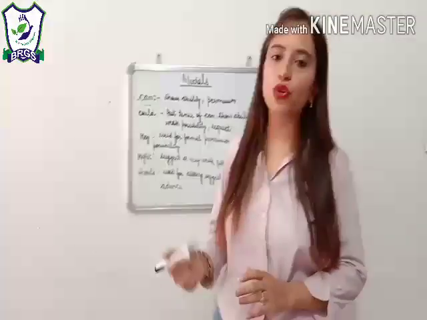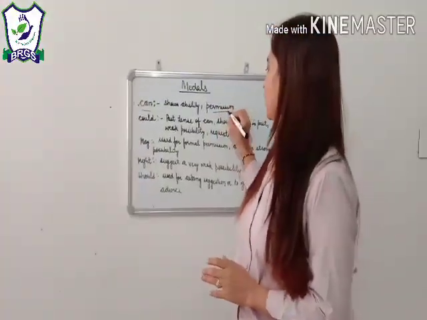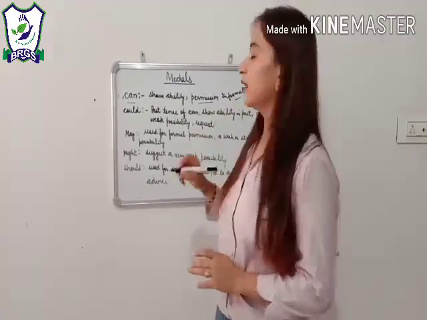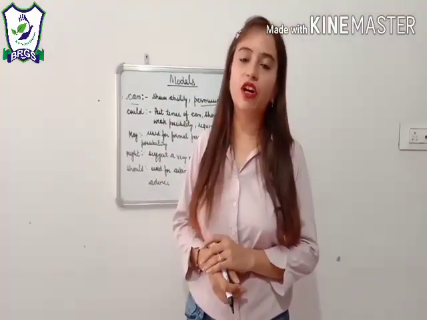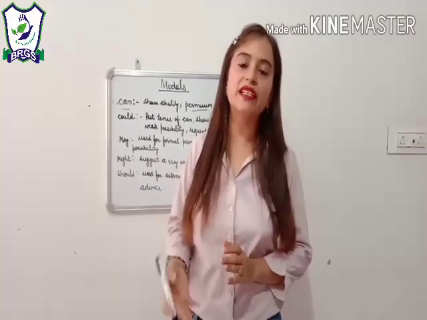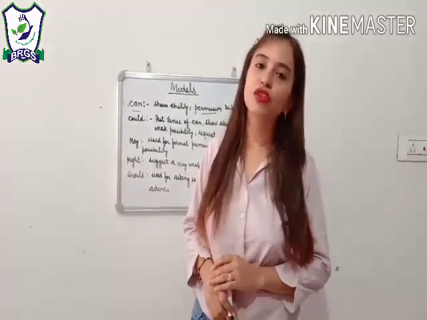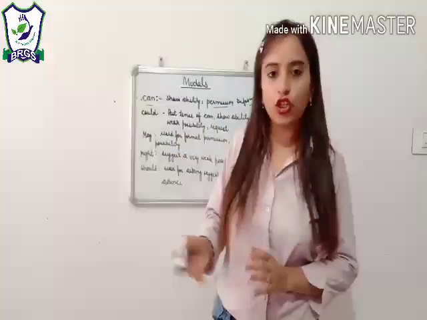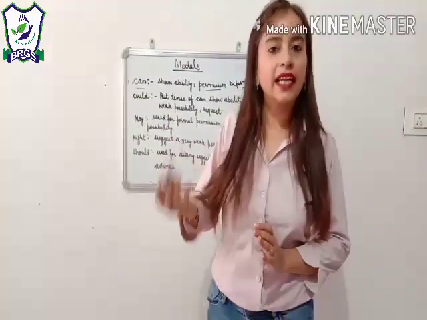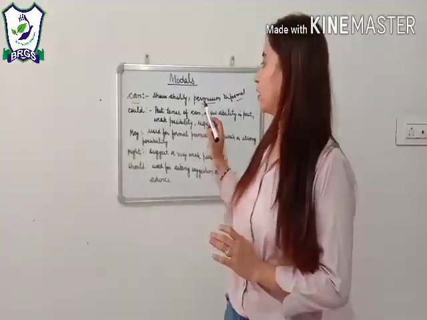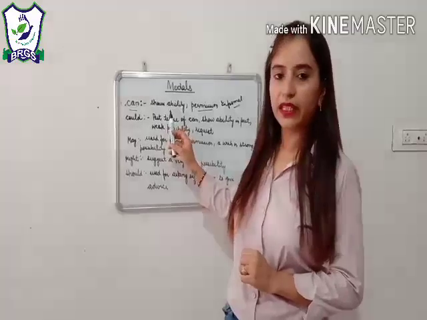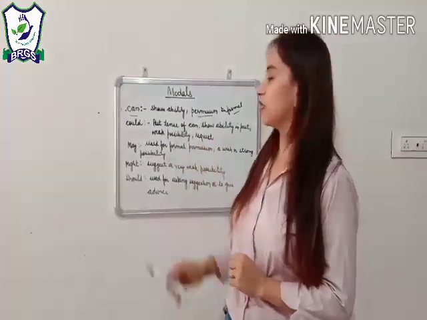And to show permission: Can I take your pen? Can basically shows very informal permission. That means the permission that we take from our friends, our parents, our relatives. It does not show any formal permission. So, can I take your pen? Mama, can I go out? These kinds of sentences use can. So, can shows ability and permission.